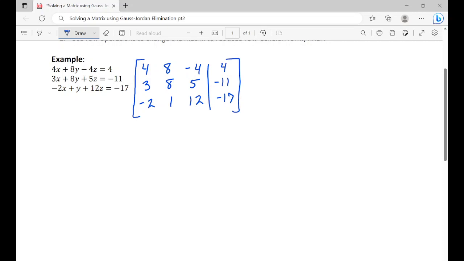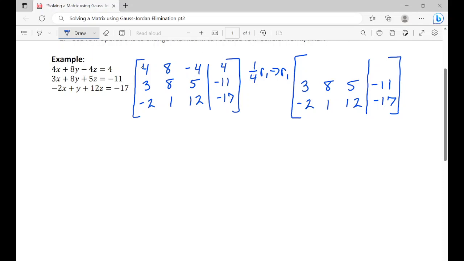So to get into reduced row echelon form, we need a diagonal of 1s. And I'm starting off with a 4 here, so I need to make this 4 a 1. So I'm going to multiply this first row by a fourth to get rid of the 4, make it a 1. So 1/4 row 1 for a new row 1, which means rows 2 and 3 stay the same. So 3, 8, 5, negative 11, negative 2, 1, 12, and negative 17.